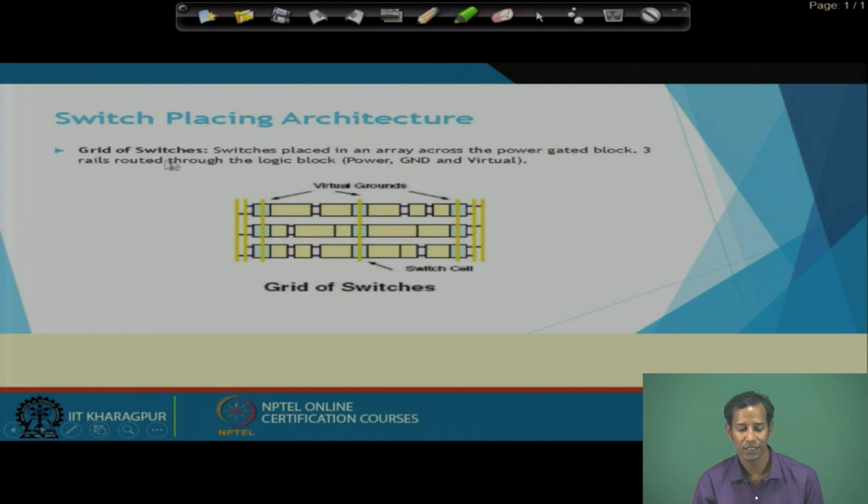Grid of switch says that the switches are placed in an array across the power gated block and 3 rails are routed through the logic blocks. Why is this connected? Because we have to create the virtual ground or the virtual power to make every one of these blocks power gated.